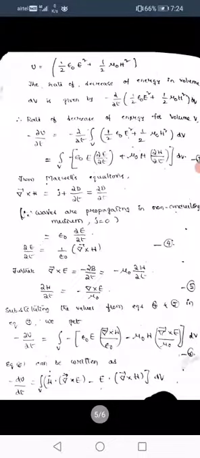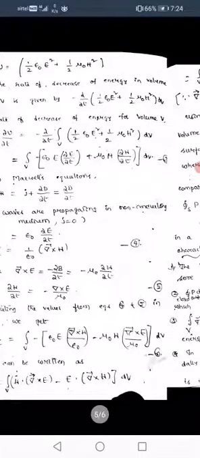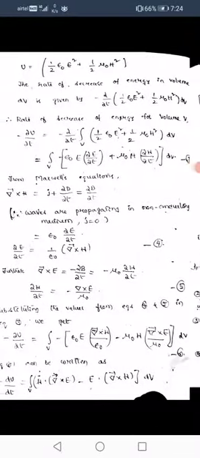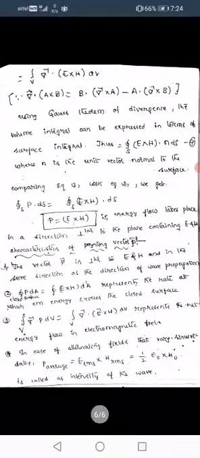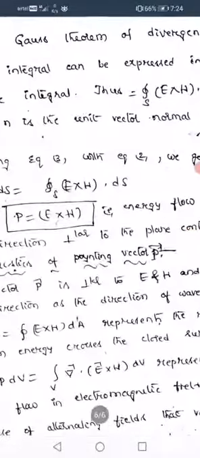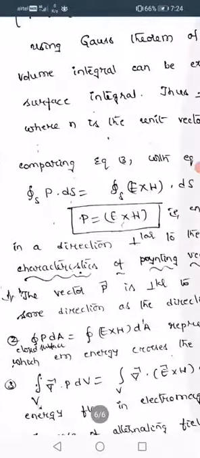So comparing equation 3. What is equation 3? This one: minus dou U by dou T equal to. So comparing equation 3 with equation 2, we get integral over S of P dot dS equal to E cross H dS. Here in the place of P we have E cross H, that is energy flow.